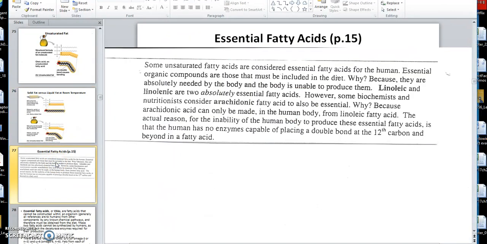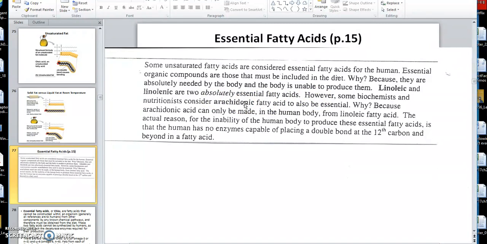An essential item, as we'll get to even with the amino acids, means that your body cannot make it. Many things in your body can be bioconverted, meaning you take one thing and enzymes convert it to another. However, certain things you must eat in the diet. Two fatty acids that are essential that you must eat in the diet are linoleic and linolenic. Some will add another one called arachidonic.